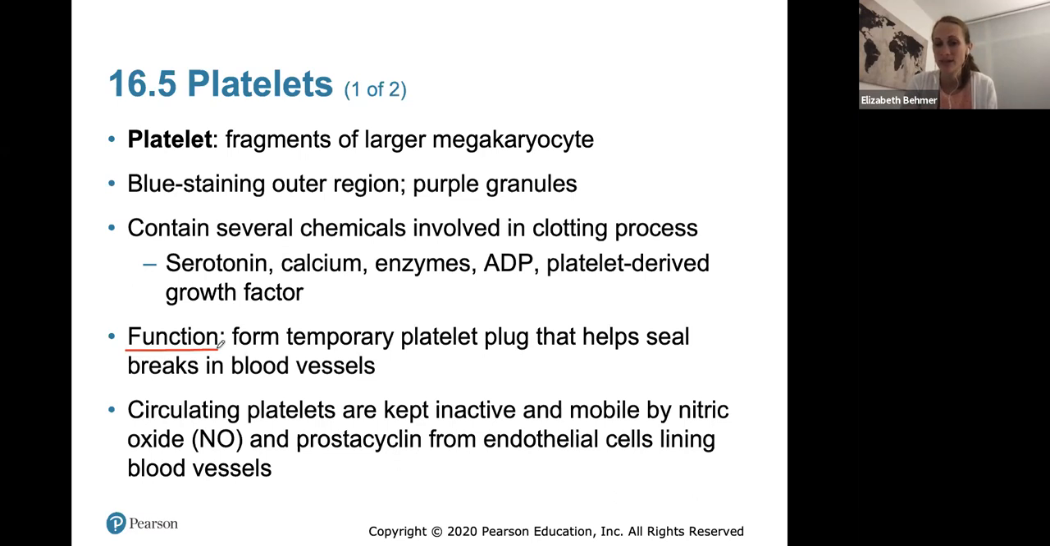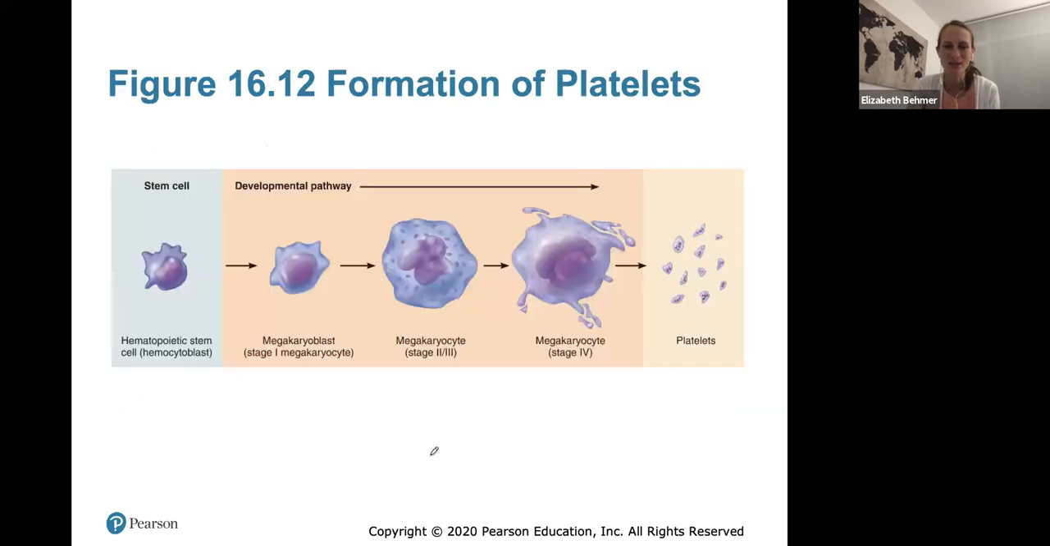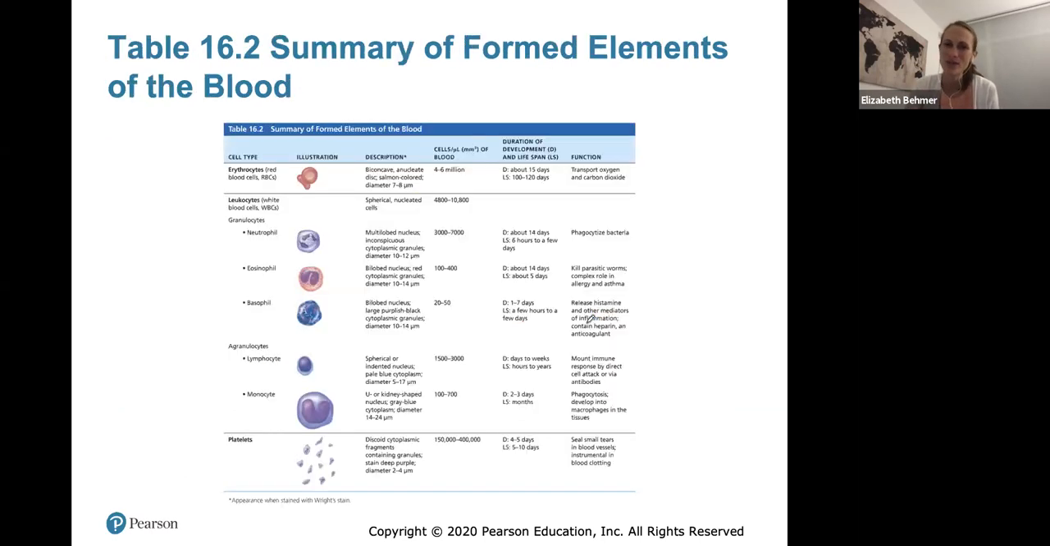And circulating platelets are kept inactive and mobile by nitric oxide and prostacyclin from endothelial cells lining your blood vessels. So here's platelet formation. You don't need to know that, but again, it's just pieces breaking off of a megakaryoblast. So you can see the platelets forming as pieces coming off of this megakaryocyte, as shown there.